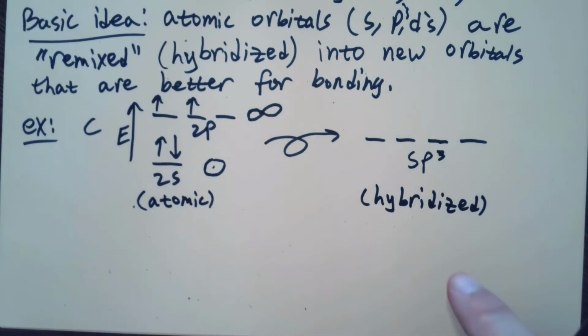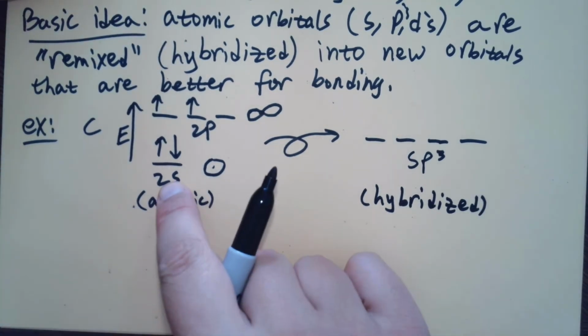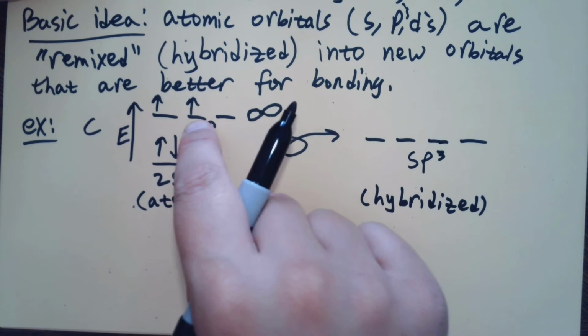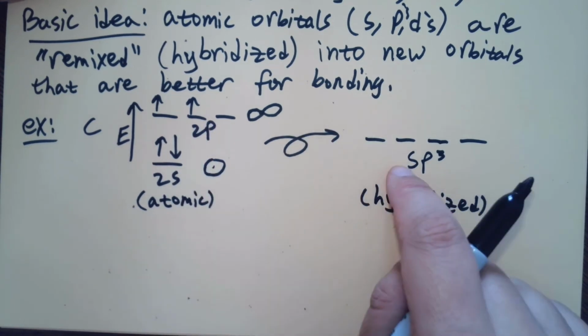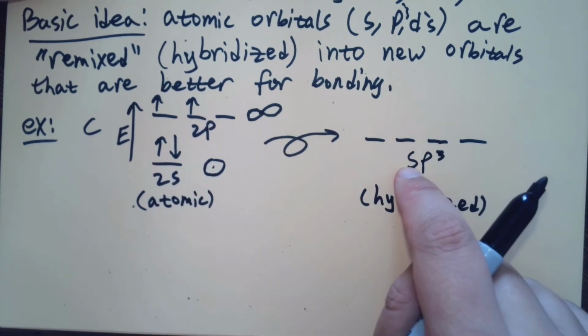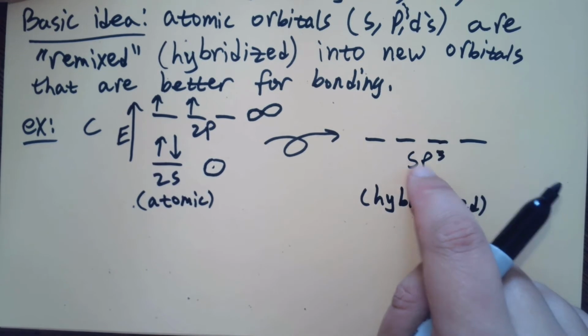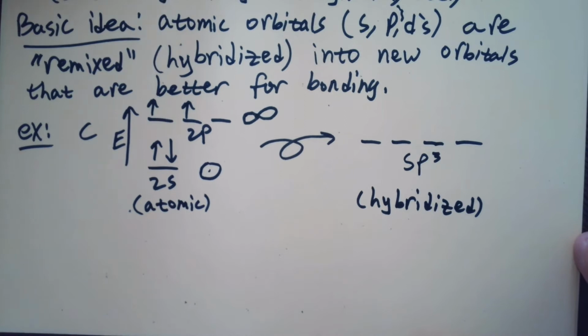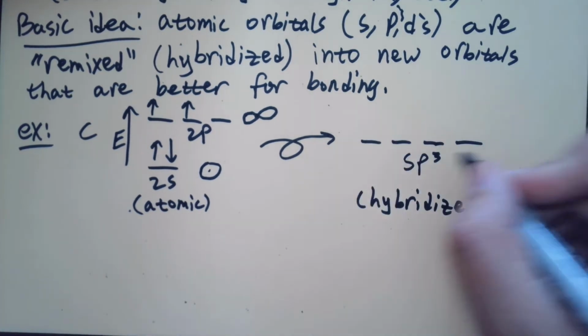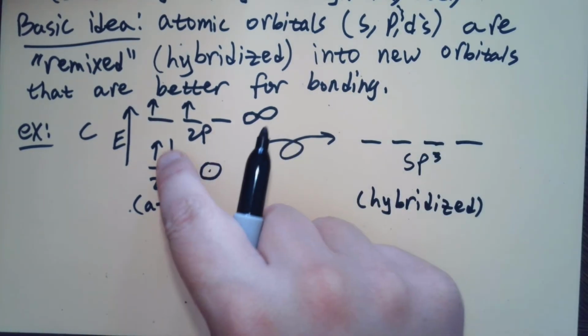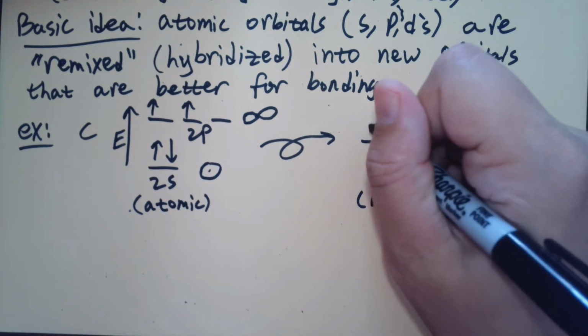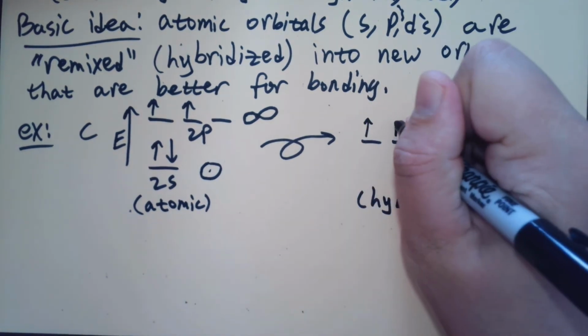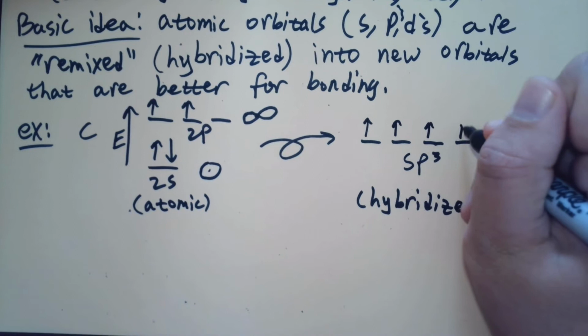So they are mixed. What I've done is I have taken an s orbital, and I've taken 1, 2, 3 p orbitals, and I've mixed them all together to get 4 new orbitals. So I've taken an s, and I've taken 3 p orbitals. So sp3 gives me 4 new hybridized orbitals. And now they're all the same energy level, and I have 1, 2, 3, 4 valence electrons to put in here. So they go in here like this.